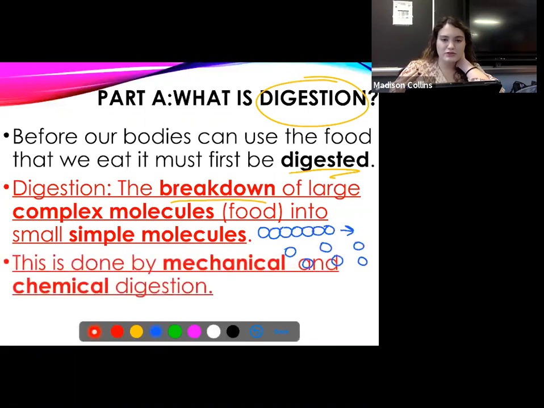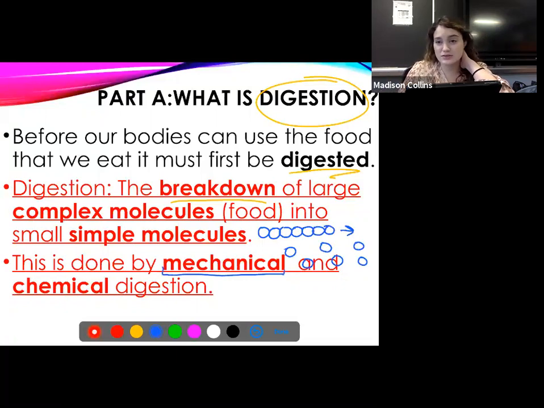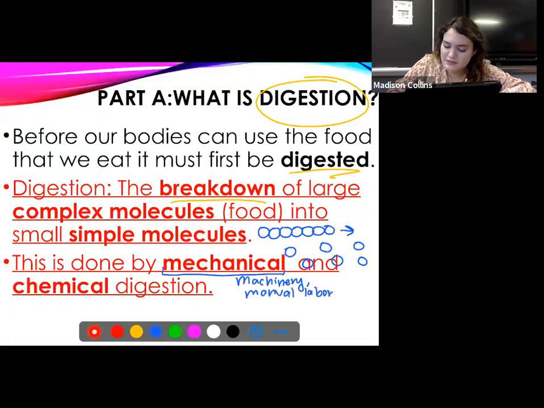Okay, so this is done by two different ways. It's done by mechanical and chemical digestion. Now, I'm not going to give you actual definitions of what that is just yet, because I think we're going to be able to figure it out together. So when you think of the word mechanical, you might think of like a mechanic, right? And what do mechanics do? Well, they work with their hands, they're working with machinery, they're doing manual labor, right? And that's a lot of the same things that we'll be talking about with mechanical digestion. It has to do with machinery and manual labor inside our body. So we'll figure out what some examples of that are pretty shortly.